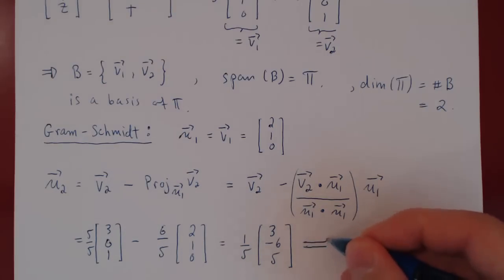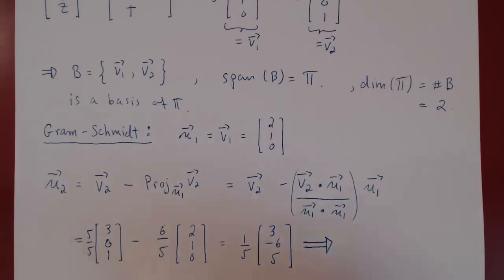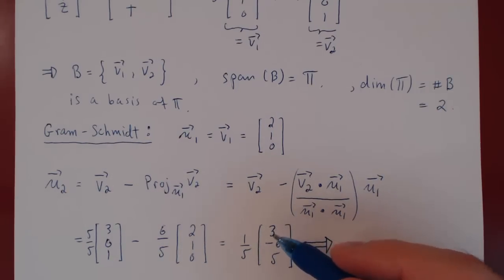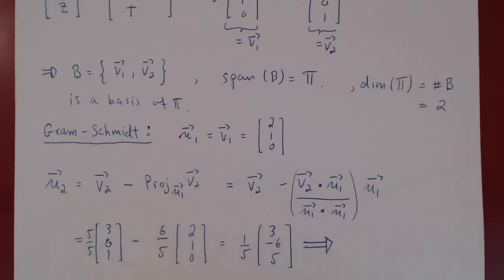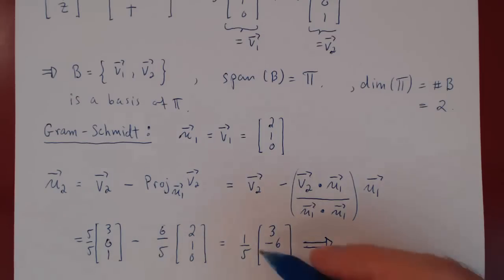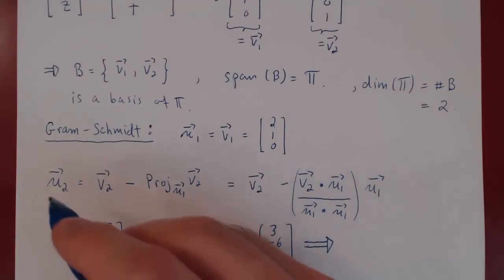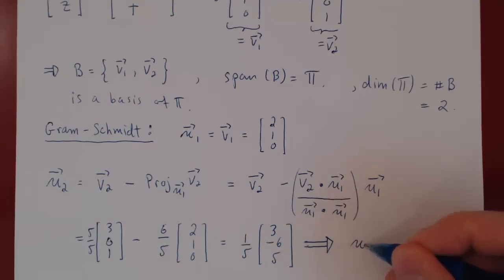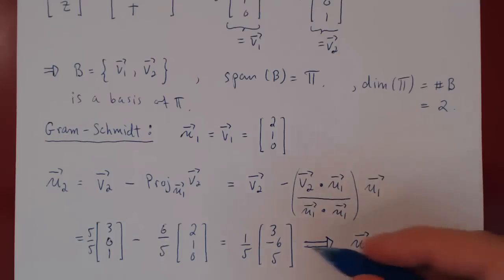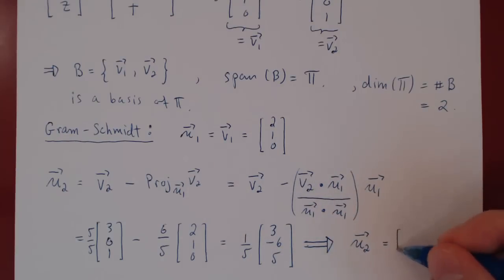And the idea here is, it's better to have a vector with integer entries because it will make the calculations simpler. So instead of taking u2, and this is where we slightly deviate from the algorithm, but we do so for a good reason, so as to avoid fractions, we can drop the 1 over 5, or think of it as replacing u2 by 5u2. This will span the same direction, and we'll take the vector u2 to be 3, negative 6, 5.